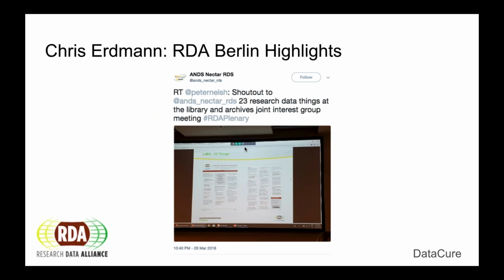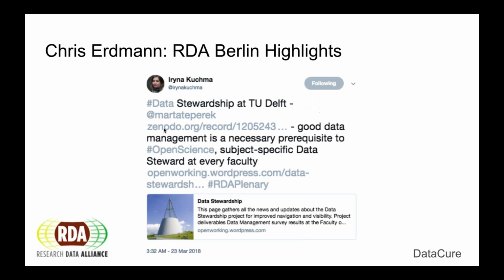The other thing that came up is there was a lot of talk about the success of 23 research data things, and how do we move forward with that? How do we take what we learned and do something similar? There's some work already underway in the Libraries for Research Data group that Andy will probably talk about later.